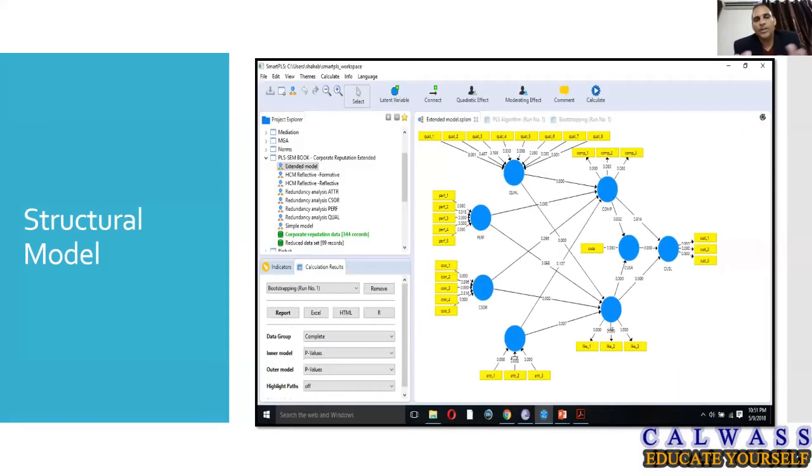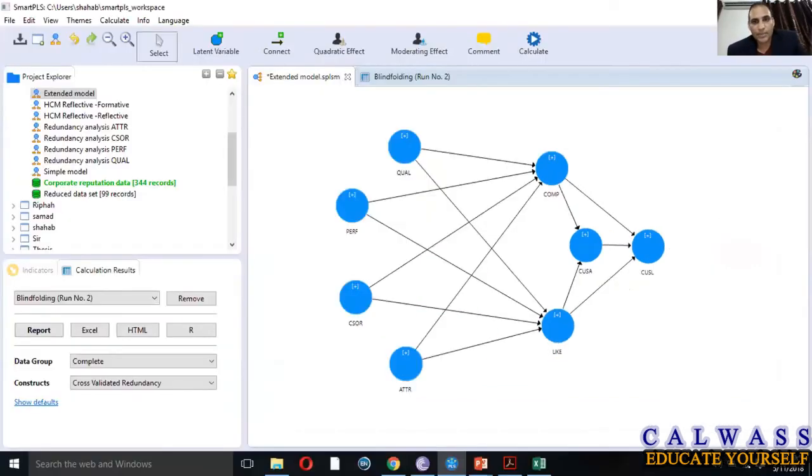When we build the model, you will see the yellow and blue ones. The blue ones are the constructs, the yellow are the items or the questions that were in the questionnaire, right? This is how we build a model in SmartPLS. We can hide the items and then we can see only the constructs. So this is the structure model.